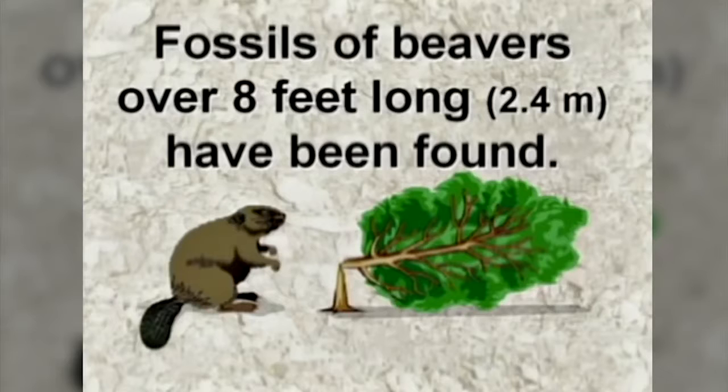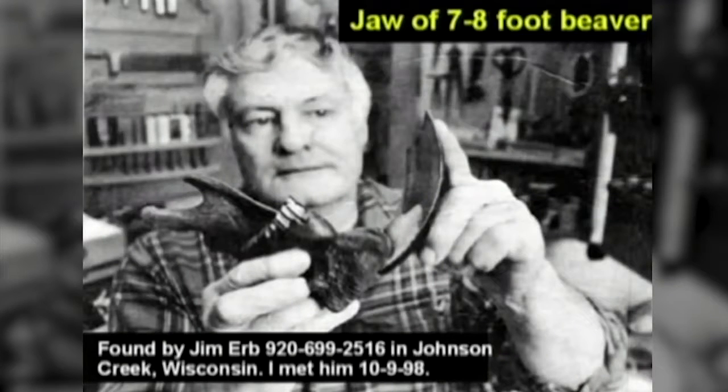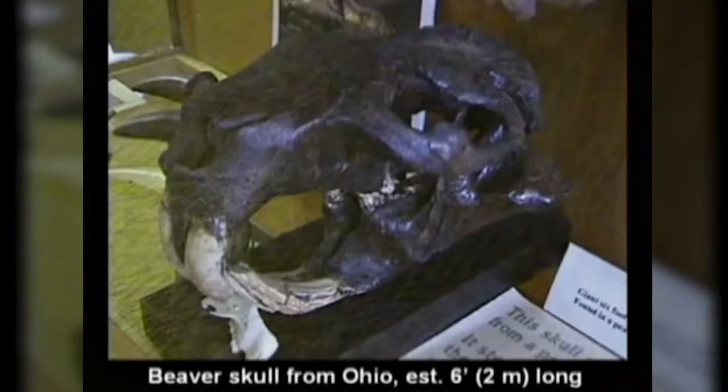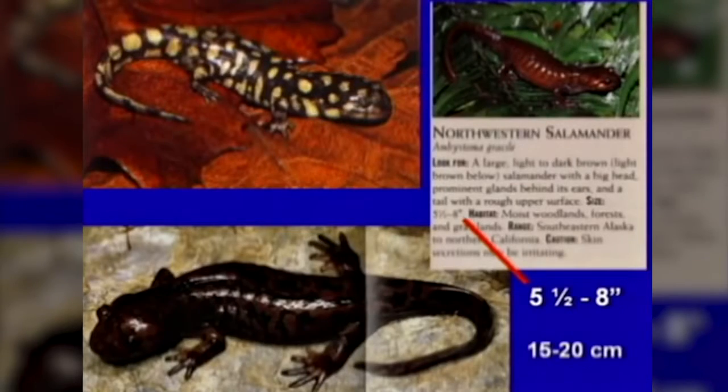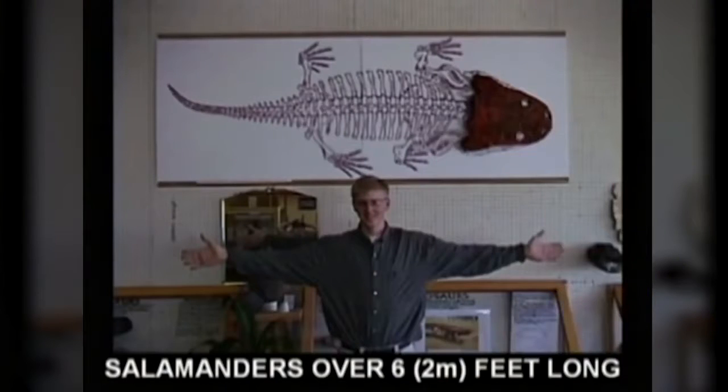Yeah. Fossil beavers have been found 8 feet long. Here's a guy holding a beaver jaw from about a 7 or 8 foot beaver. There's a 6-foot beaver found in Ohio. See, if you have bigger trees before the flood, you would need bigger beavers to chew them down. God kept everything balanced in those days. Salamanders today get from 5 to 8 inches long, typically. Did you know fossil salamanders have been found that are 6 feet long?